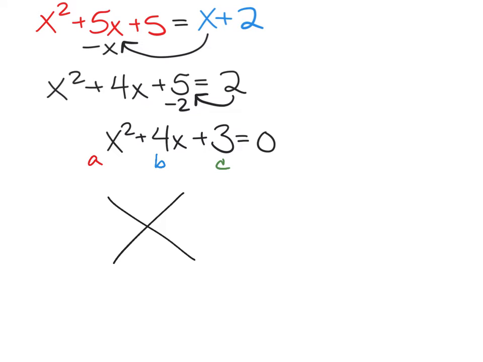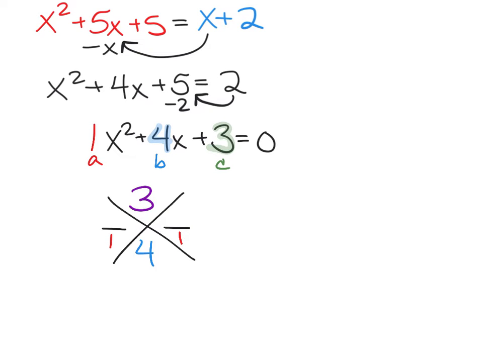How do I set up this X puzzle? Let's review that for a second. What goes on top? A times C. So I'm going to multiply 1 times 3 and put it in the top. What's 1 times 3? Great. What number goes in the bottom? 4, the B value. Now what number goes underneath my little fraction bars? 1, the A value. Very good. Okay, great. We've set it up.